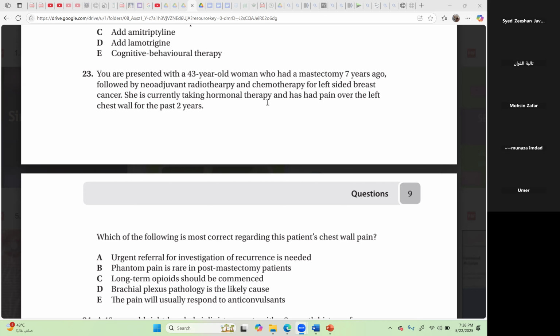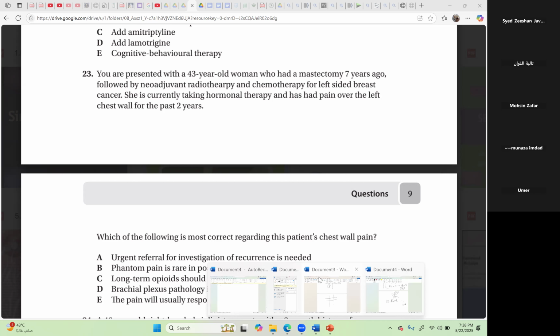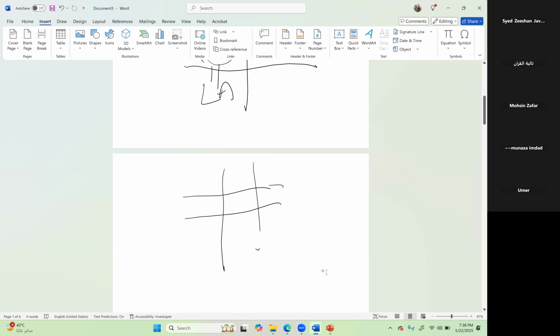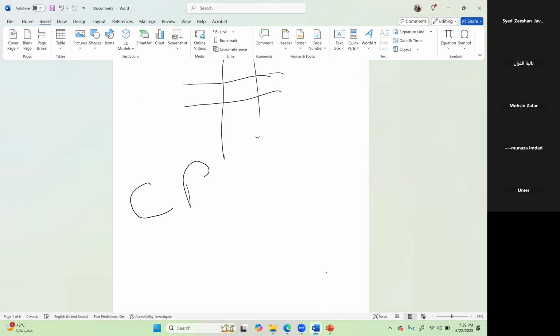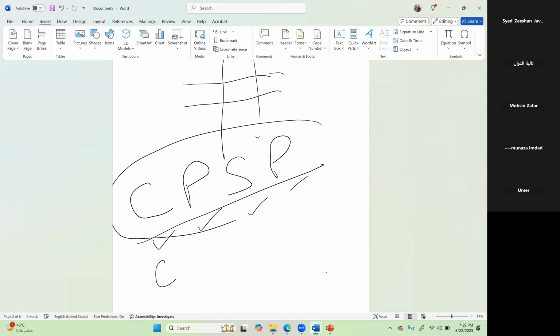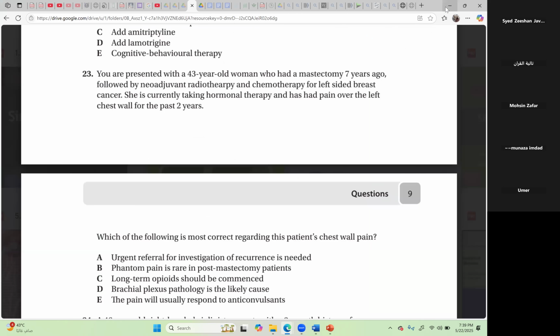CPSP. And actually, we people from Pakistan have a special association with this abbreviation, because the name of our college is CPSP, College of Physicians and Surgeons Pakistan. But actually, it's not CPSP for the majority of people, it's chronic post-surgical pain. So it's a special name for our country actually. CPSP is not College of Physicians and Surgeons, it's chronic post-surgical pain.